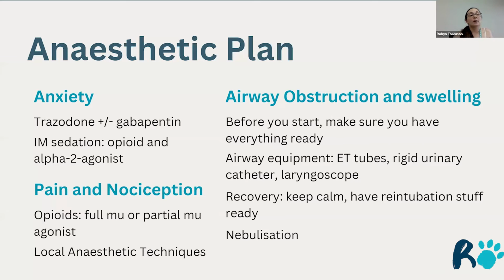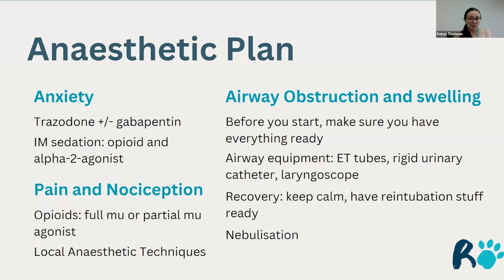Okay, so then we've got our airway obstruction and swelling. This is the biggest factor that we need to worry about, because this can be quite serious for our patient if it does happen. So the biggest thing you're going to do is make sure you're ready before you even start. You're going to have everything you need. We're going to make sure that we have all of our airway equipment, so ET tubes. We're going to have varying sizes, so much smaller than you think you're going to need, and quite long, because they really do make a big difference.